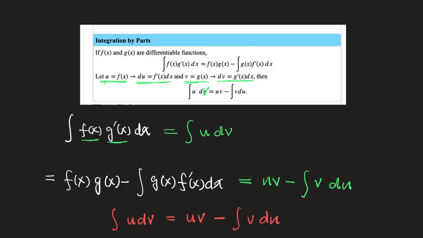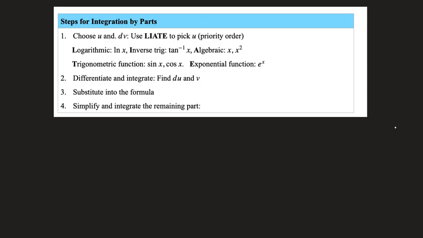What is the big challenge for integration by parts? Which one are you going to pick as u, and which one as dv? Integration by parts is not easy. That's really challenging. Here is the fundamental rule to use integration by parts. So what are you going to pick?